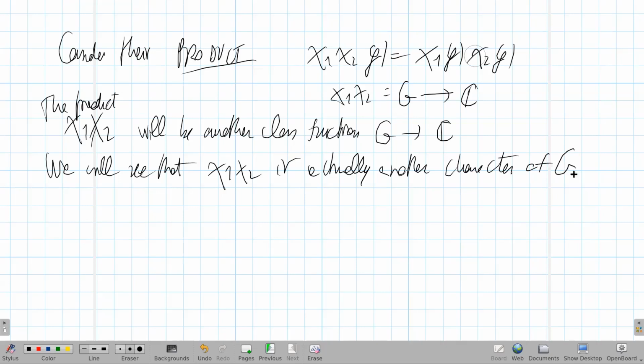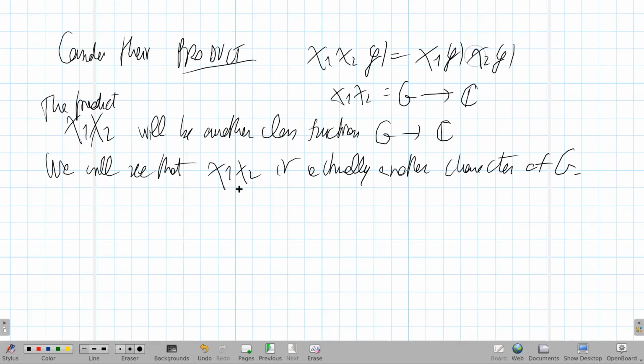of G. So characters of G are closed under product, and also under sum, because of the direct sum. But this is obvious. The product requires going through tensor products. We'll do it in time. Mind you, the product of two irreducible characters need not be an irreducible character, okay? So it will be a sum of irreducible characters.